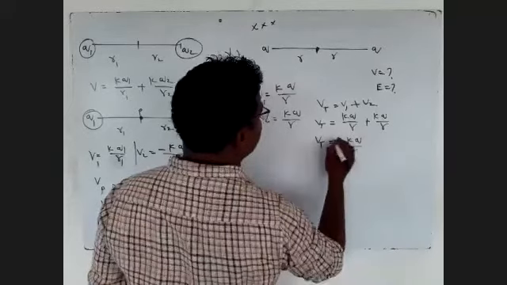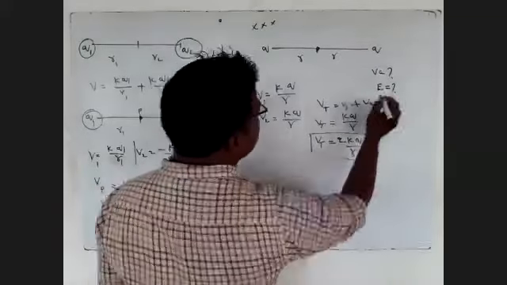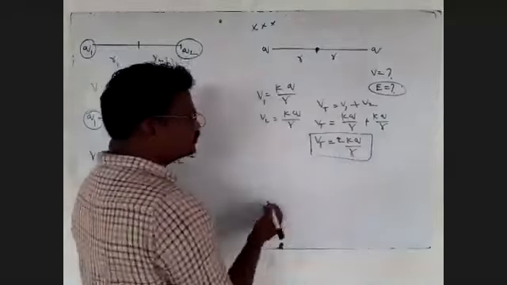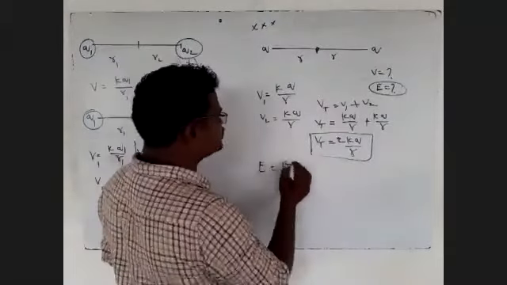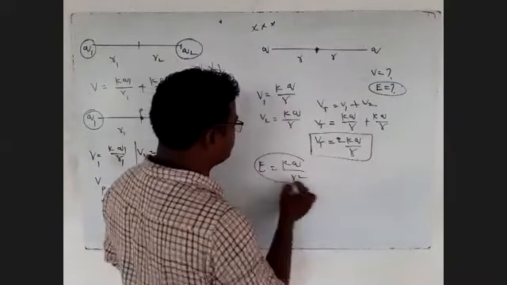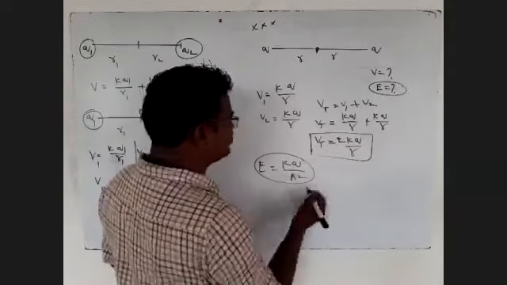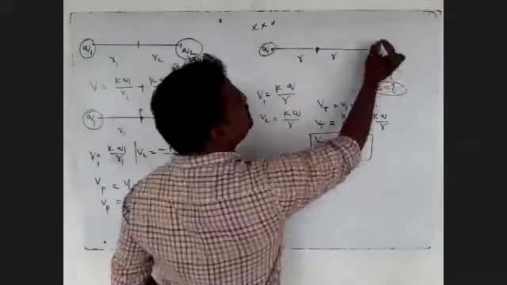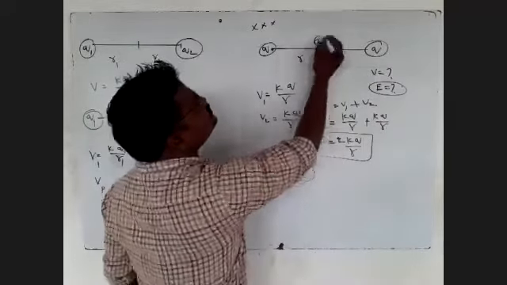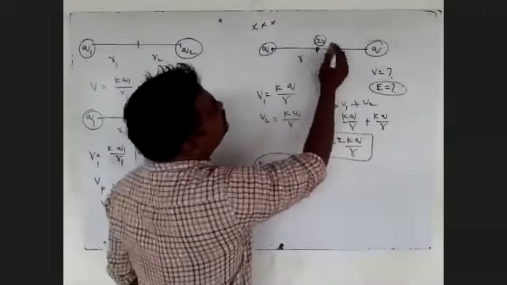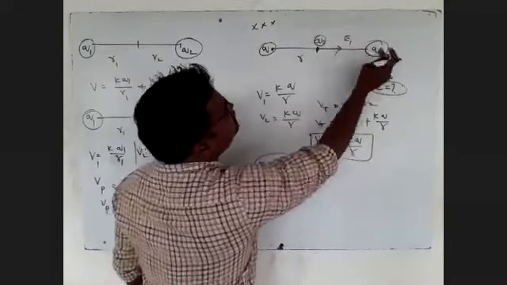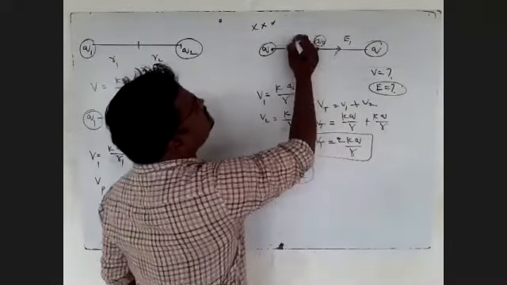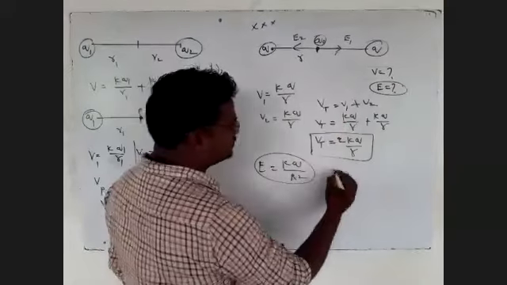Next, E means the electric field. We know the general formula: E is equal to KQ by R square. This is a positive charge, and this is also a positive charge. This is a test charge. This positive charge will repel the test charge, that is E1. The other charge will also repel it, that is E2. Here E1 is equal to E2.